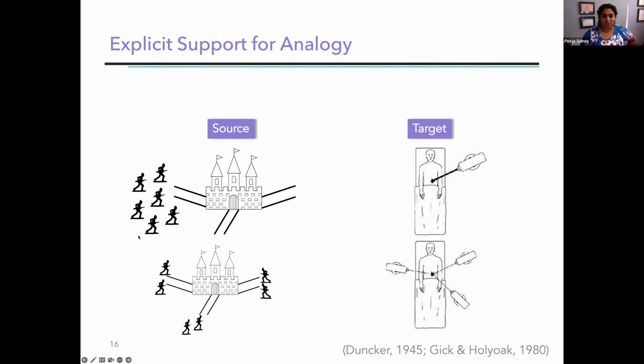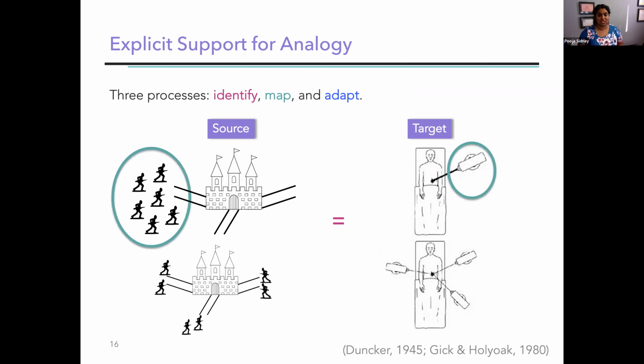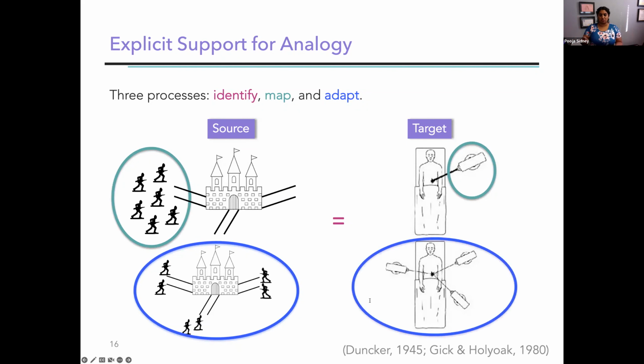So in order for this to occur, first the adult needs to realize that the conceptual structure, or the relationship between elements, of the castle problem is identical to the conceptual structure of the radiation problem. And in doing so, they need to figure out which elements correspond to each other. So in this case, realizing that the army is like the radiation and the castle is like the tumor. And then finally, the adult needs to figure out how to adapt the strategy of breaking up the army to the radiation problem and realize that the beam can also be broken up into smaller doses.